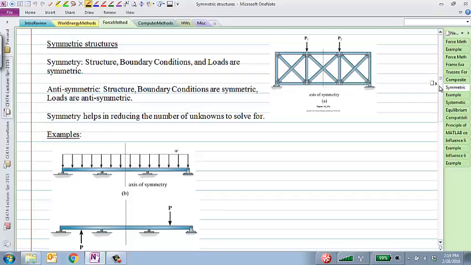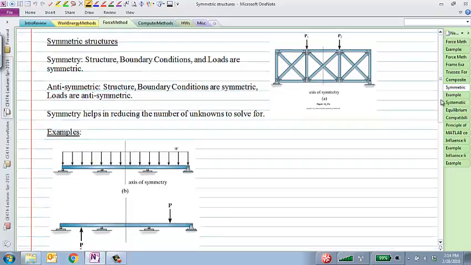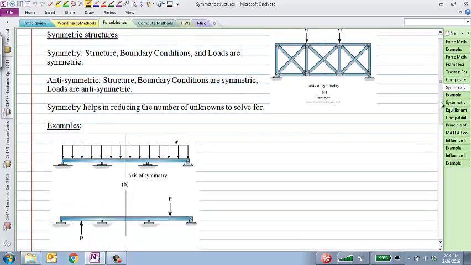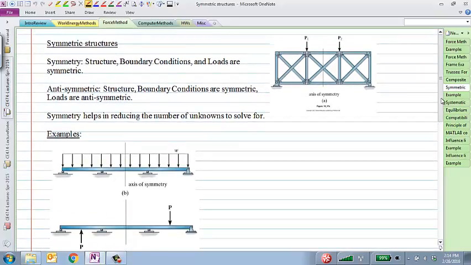And yes, like Hui mentioned, the point of using symmetry is to reduce the number of redundant unknowns. If you were to solve the symmetric half of the problem, you will usually have half the number of unknowns to solve for. If your degree of indeterminacy for the big symmetric structure is 2, you solve half of it, your degree of indeterminacy would be 1. So it would be much easier to solve. Okay.